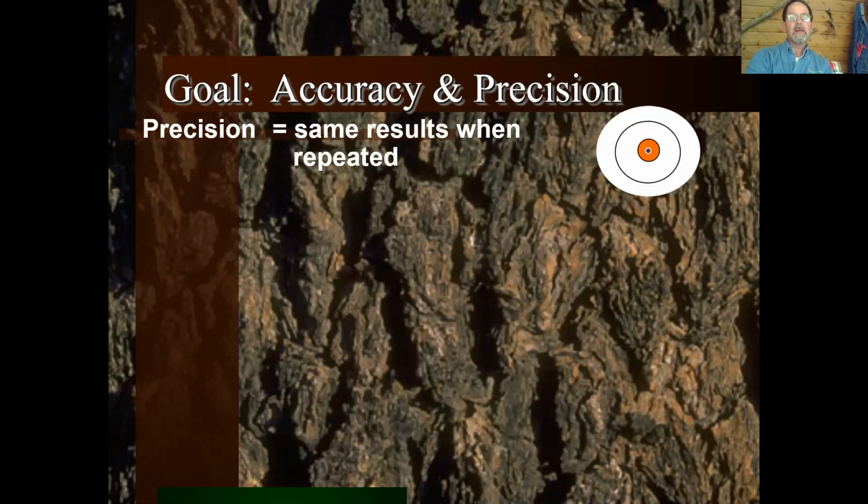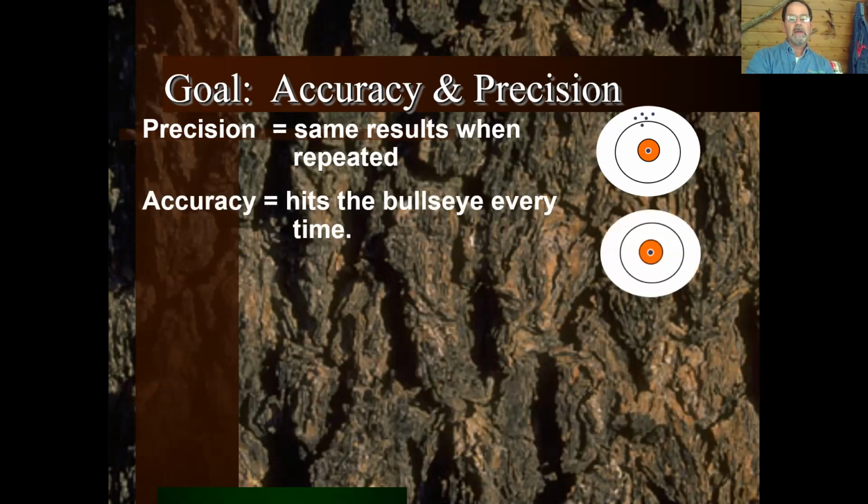If you're sighting your gun in for the first time and you fire 5 shots and they all hit up here, we have attained precision. That's pretty good, but we have not attained accuracy. So you're going to dial your sight down to make sure that we get accuracy. Accuracy hits the bullseye every time. That's what we're looking for. Really, we want to attain both precision and accuracy.